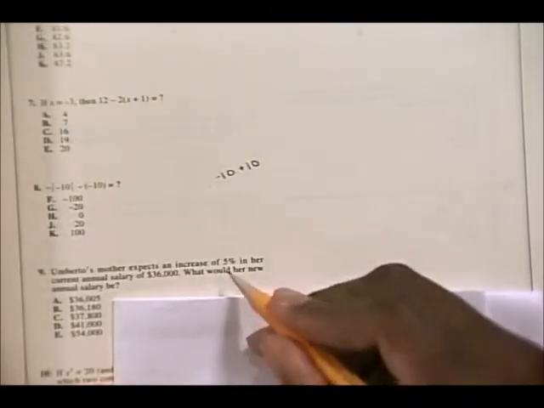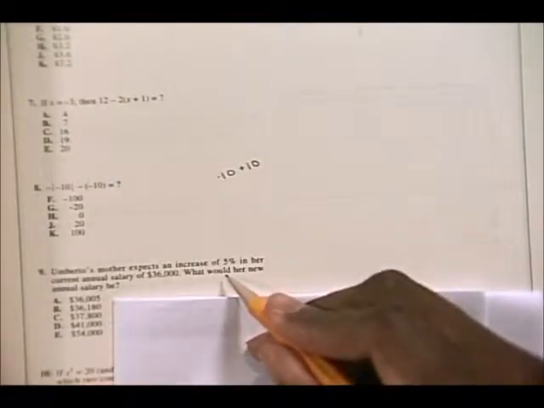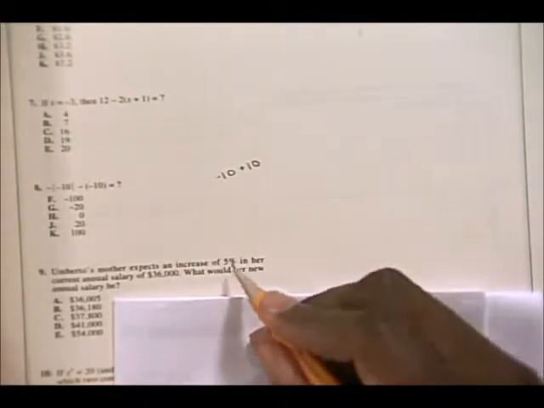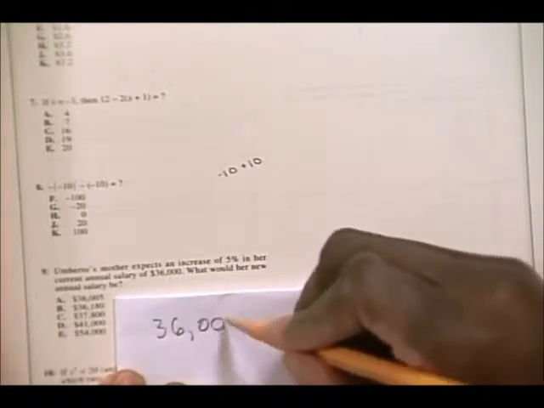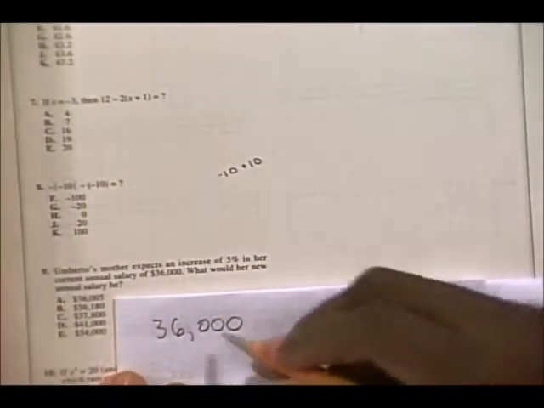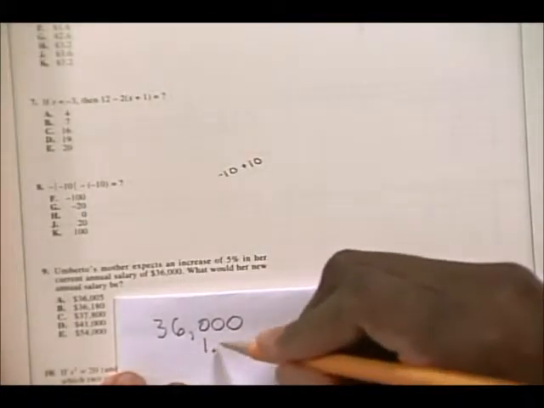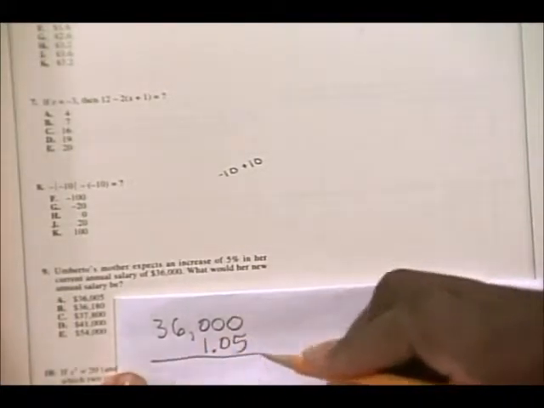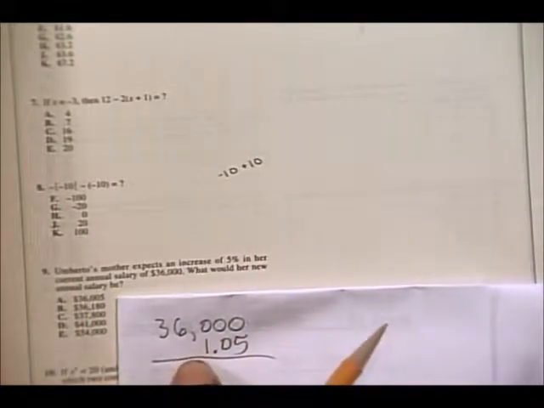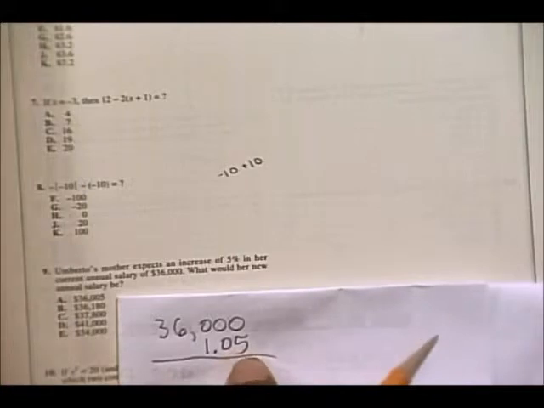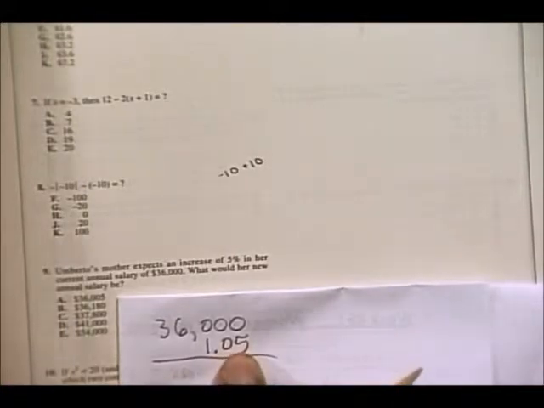Umberto's mother expects an increase. That means you're going to multiply her salary by more than 1, a 5% increase on her current annual salary. She makes $36,000 right now, but you're going to multiply that by 1.05. Multiplying by 1 keeps it the same, but multiplying by something more than 1 increases it, by whatever percent that is, and that's 5%.